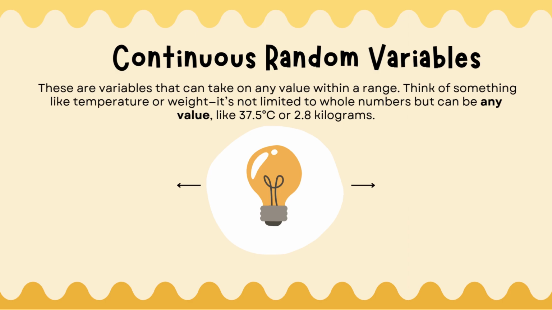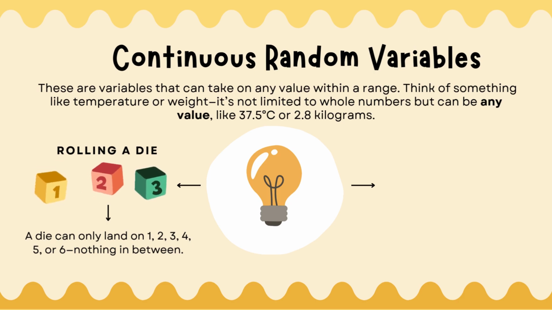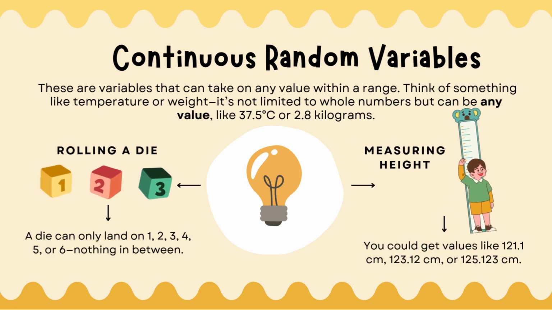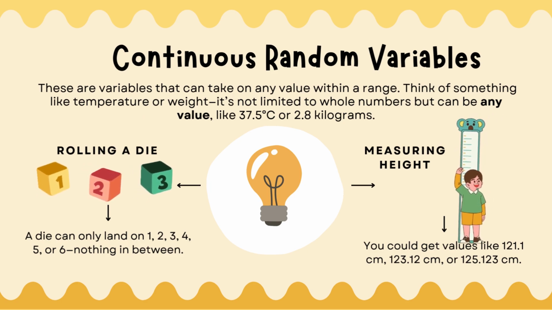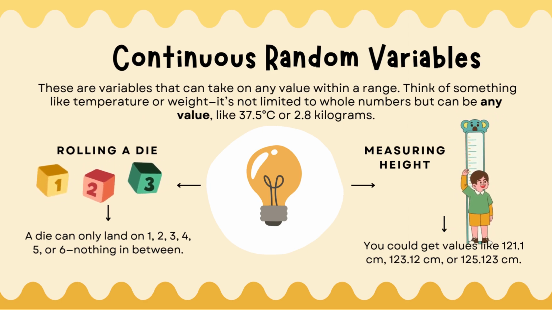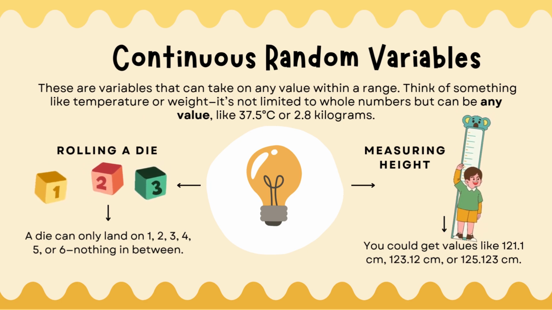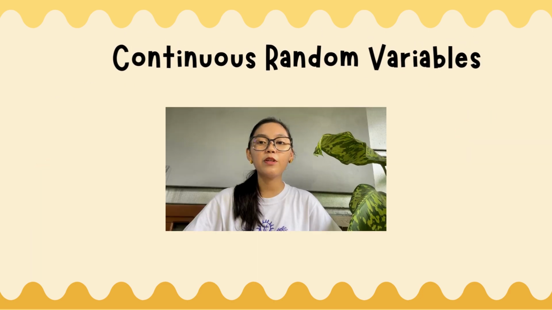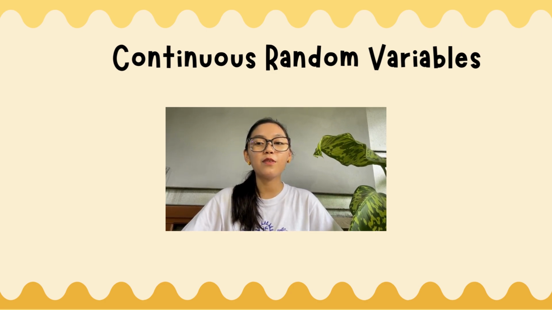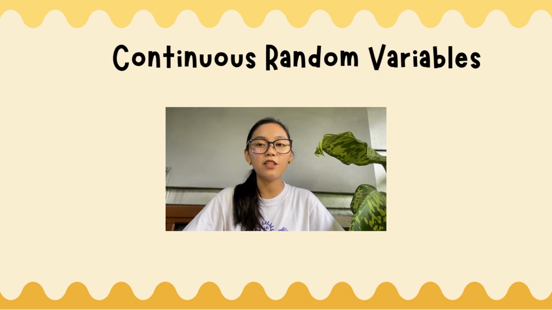Example: compare this to rolling a die, which is a discrete random variable. A die can only land on 1, 2, 3, 4, 5, or 6, nothing in between. But if you measure the height of a boy, you could get values like 121.1 centimeters, 123.12 centimeters, or 125.123 centimeters. When computing probabilities for discrete random variables, we usually substitute the value of the random variable into a formula. However, this is not the same for continuous variables since they can take up infinite values within an interval.